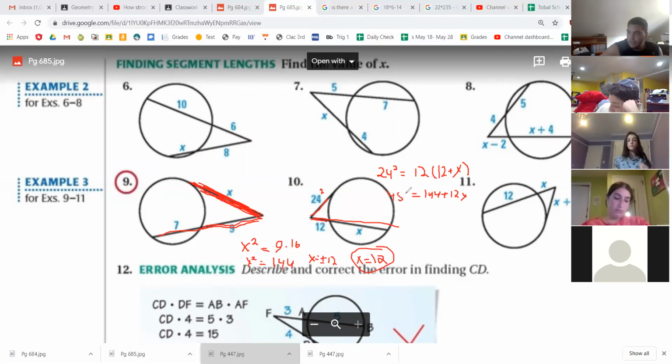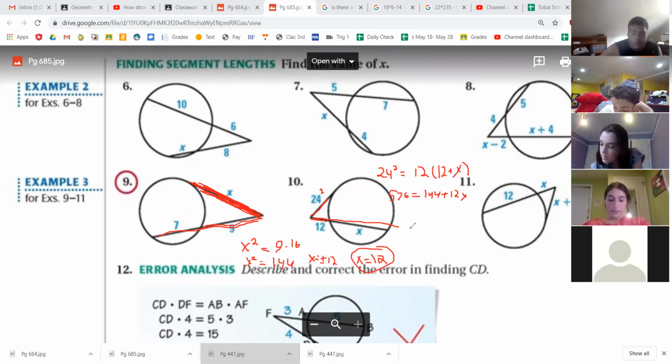24 squared, 488? No way, that's not right. Can anyone do 24 squared on a calculator right now? Oh, 24 squared is 1,300. No, that's the other one. Oh, do you want the answer? No, just wait. I got it. 24 squared is 576. Thank you. So 576.